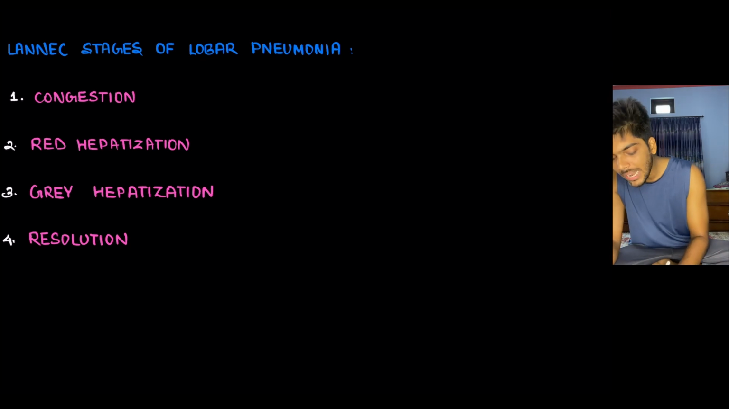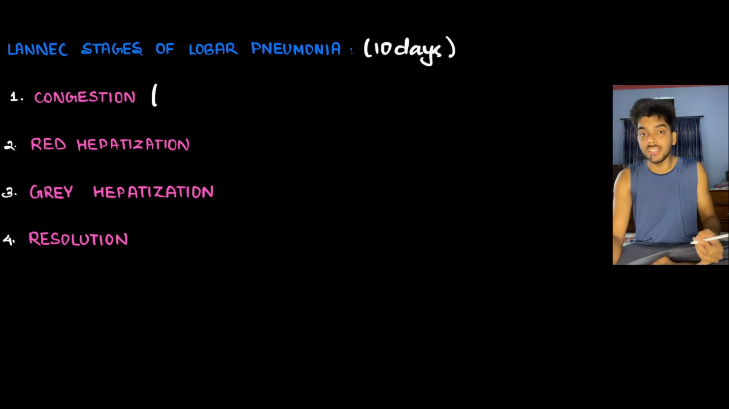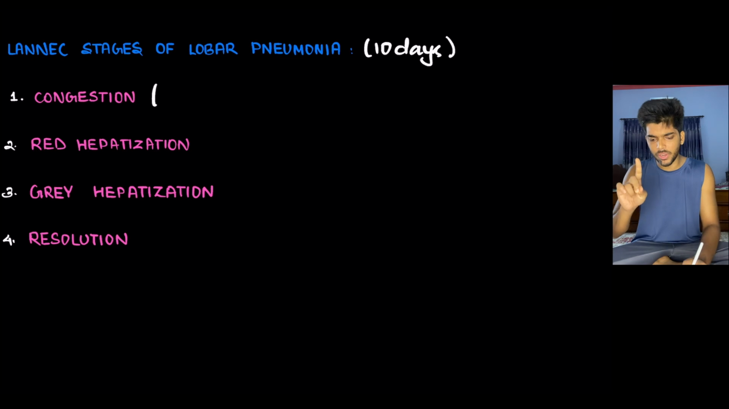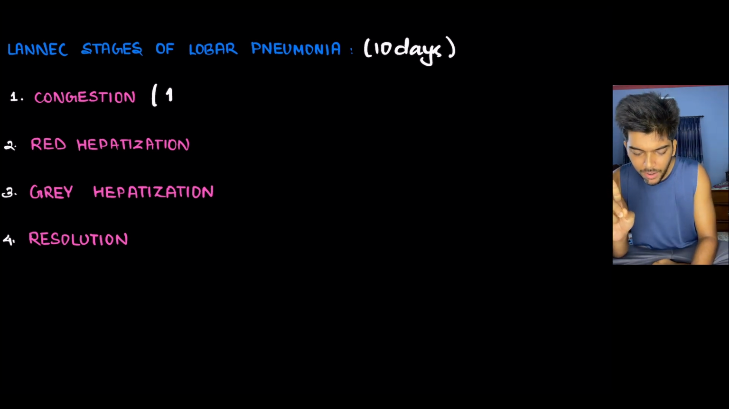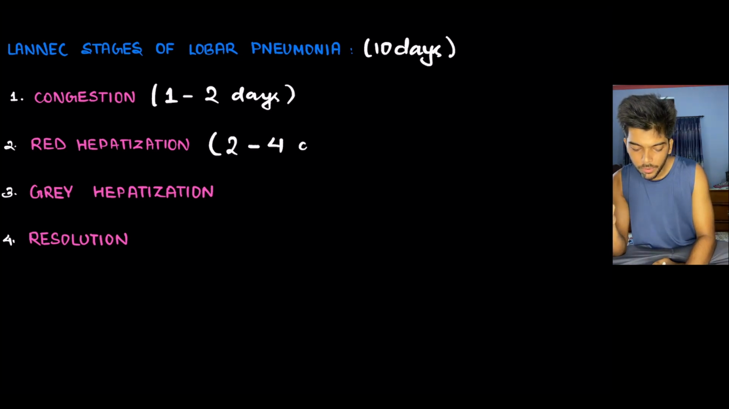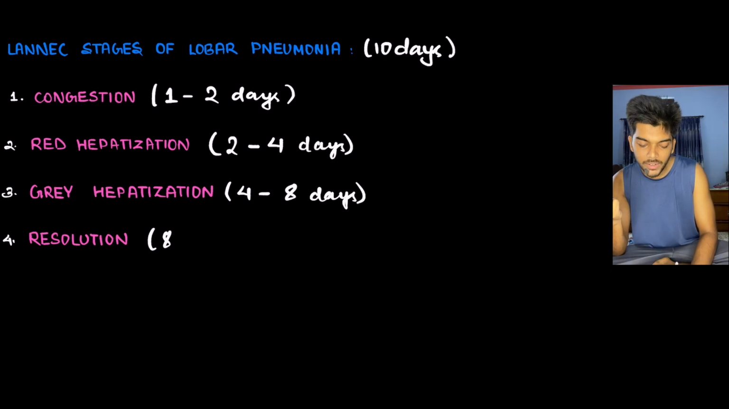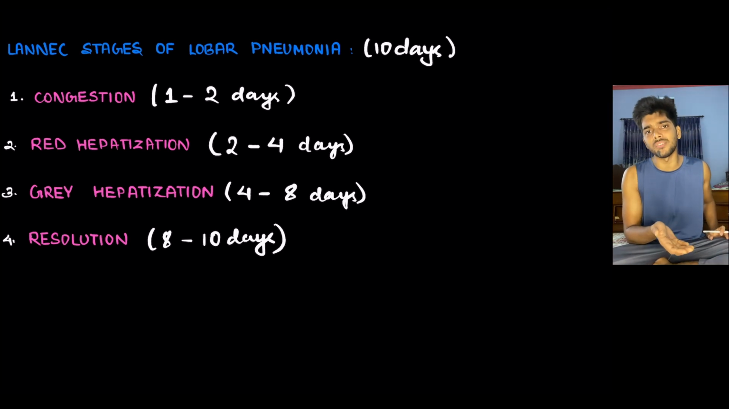Remember, the total time duration for all the stages is 10 days. Now, you need to remember how long each individual stage lasts. Very easy to remember. Congestion starts on the first day, multiply by 2, 1 to 2 days. Red hepatization on day 2, multiply by 2, 2 to 4 days. Gray hepatization on day 4, multiply by 2, 4 to 8 days. Resolution starts at 8, and it's a total of 10 days, so 8 to 10 days. Done.